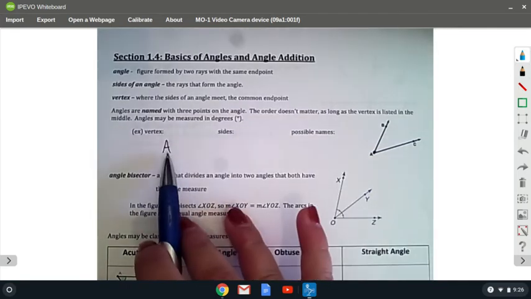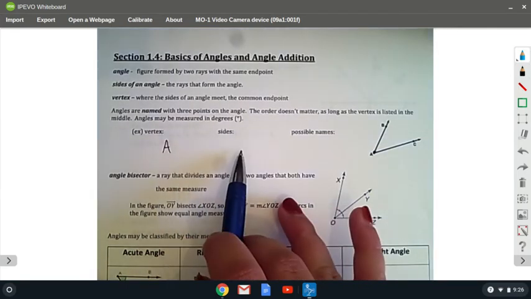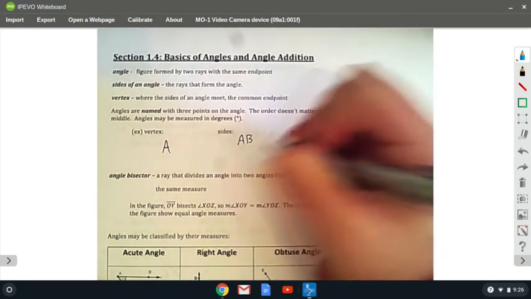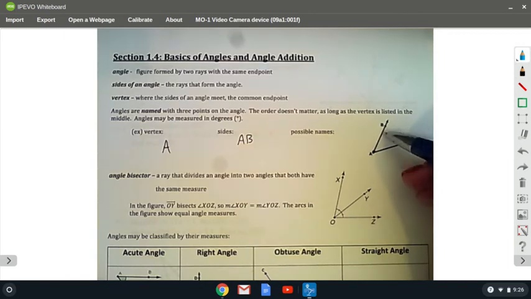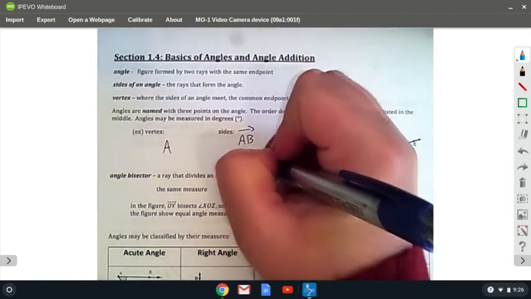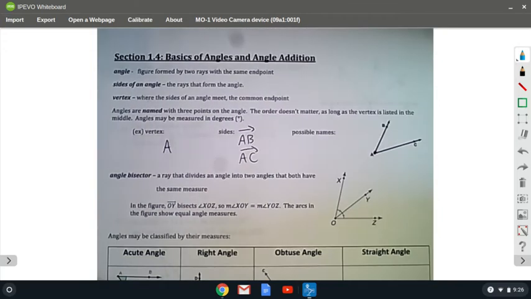So our vertex is A, that's in the middle. My sides are these two rays. Remember that the arrow should always go towards the direction of the point that's near it. So AB and AC. When we name this angle, we can name it 3 different ways.